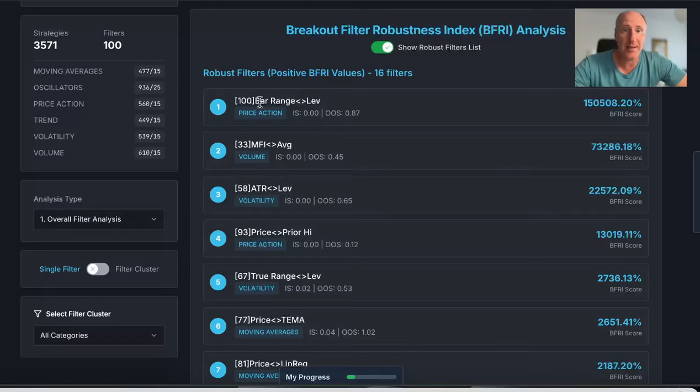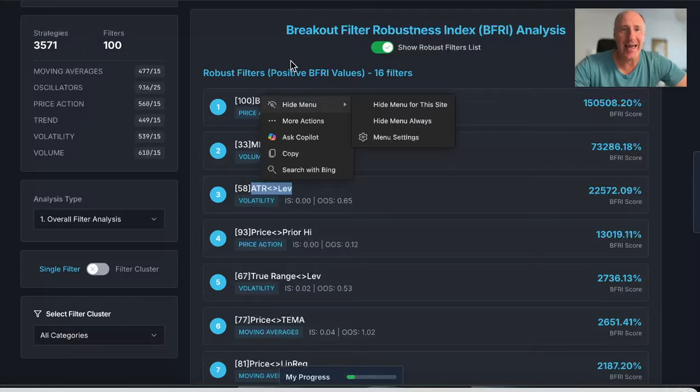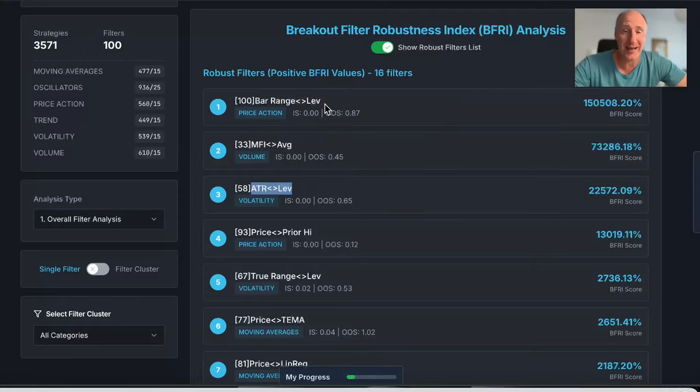Price action, this bar range, this is fascinating. Bar range and ATR are amongst the highest when it comes to robustness. And those two are the indicators that I'm actually using all the time. Super simple thing. I'm using them in my strategies all the time. Conditions 58 and 100, very similar conditions.